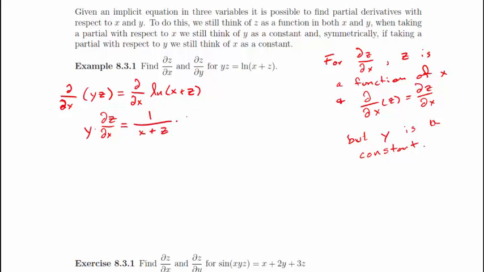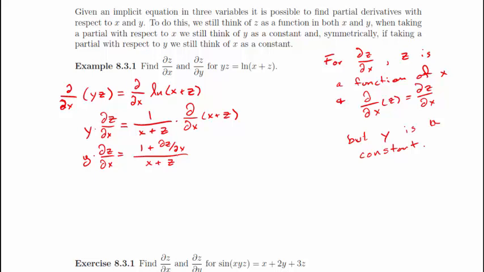And then we need to say times, by the chain rule, the partial derivative with respect to x of x plus z. So here we have y times the partial of z with respect to x equals. Here our partial of x is 1. Our partial of z is partial of z with respect to x. We get 1 plus partial of z with respect to x over x plus z.